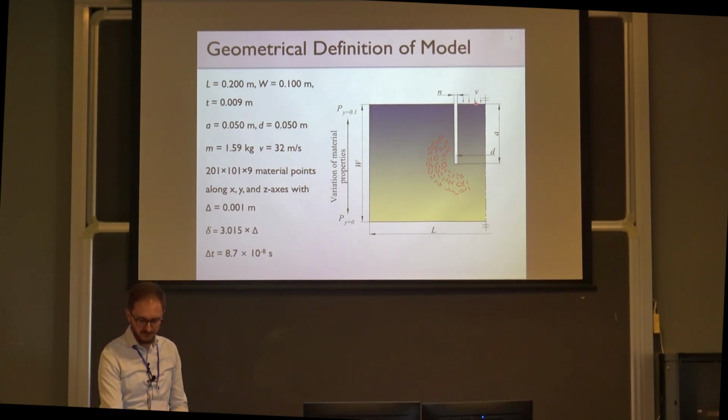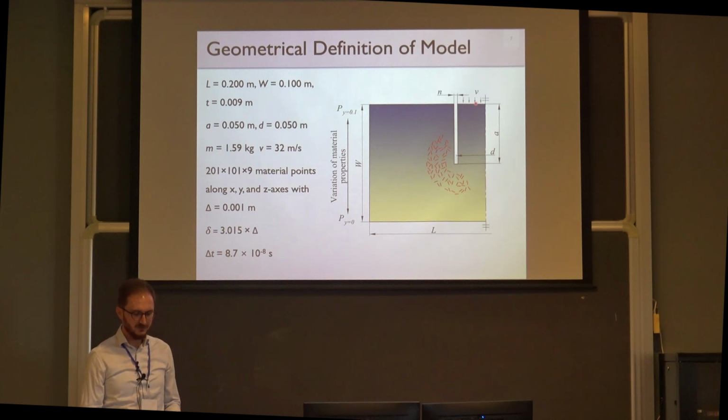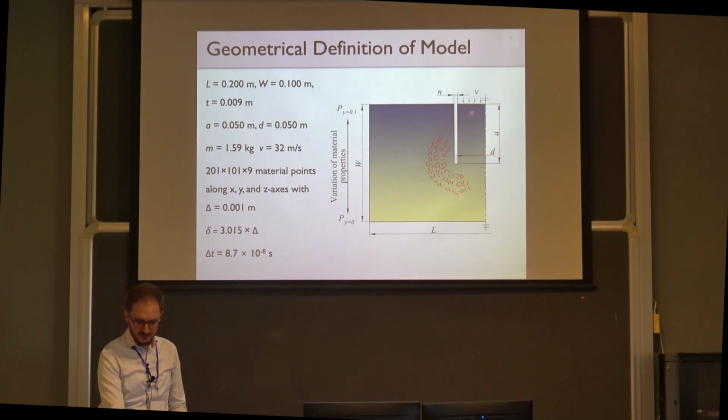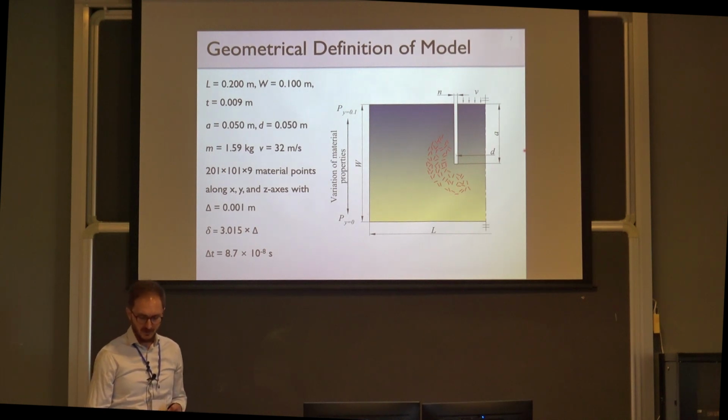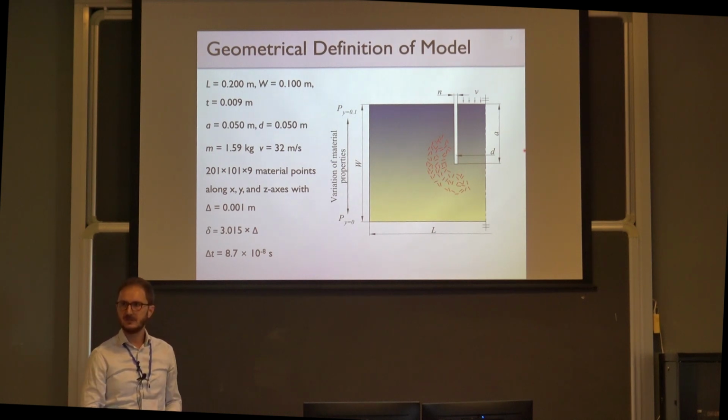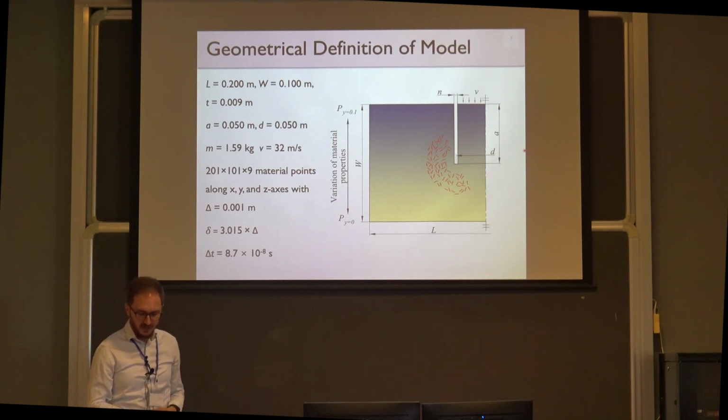We discretized the body with 201, 101 and 9 material points along the X, Y, and Z axes. The total number of material points is about 1,800. The horizon radius is 3 times delta. Most of the studies use this value. And you see the time step.